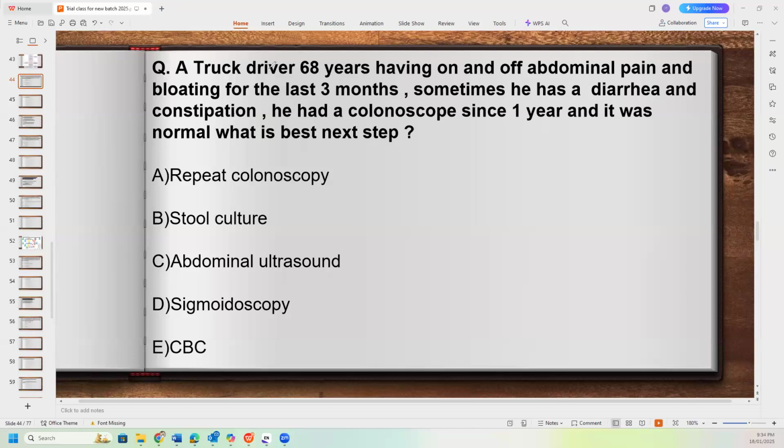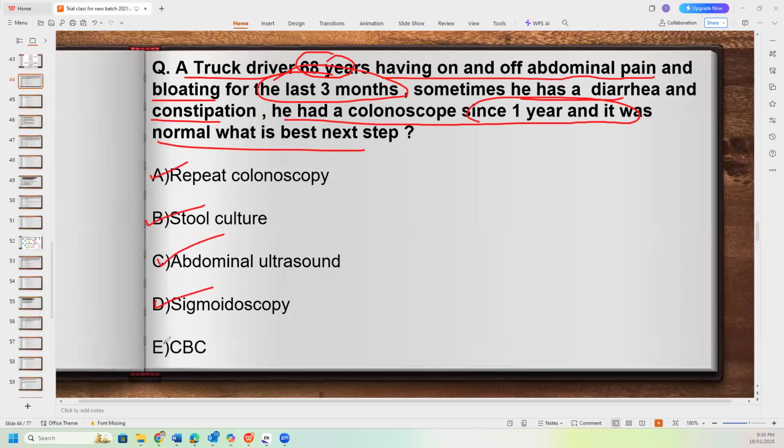All right. Next question, guys. A truck driver, 68 years old, has on and off abdominal pain and bloating for the last 3 months. Sometimes he has diarrhea, sometimes he has constipation. He had a colonoscopy 1 year ago and it was normal. What do you want to do next as the best step? Colonoscopy, stool culture, abdominal ultrasound, sigmoidoscopy, or CBC?